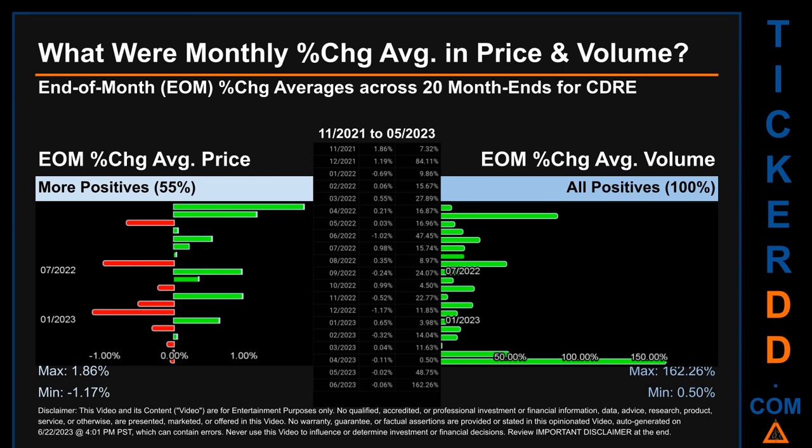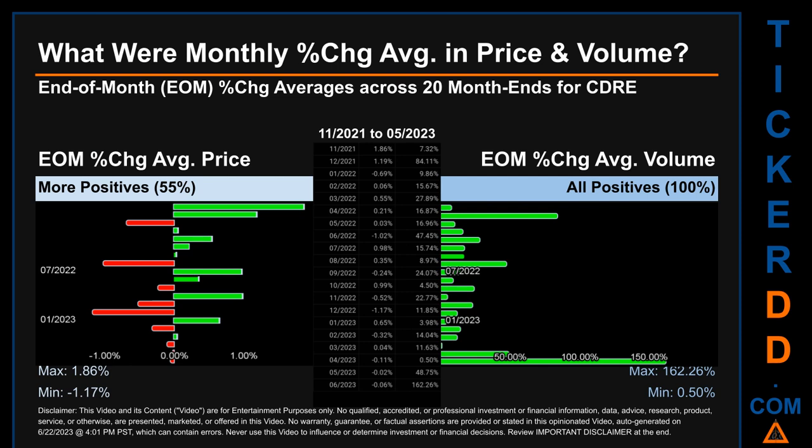From 11/2021 to 05/2023, 11 out of 20 month ends had a positive percentage change in average price. That is 55% of month ends saw a positive percentage change in average price. In terms of volume, 20 out of 20 month ends had a positive percentage change. That is 100% of month ends saw a positive percentage change in average volume.